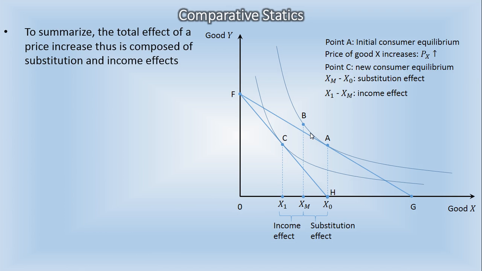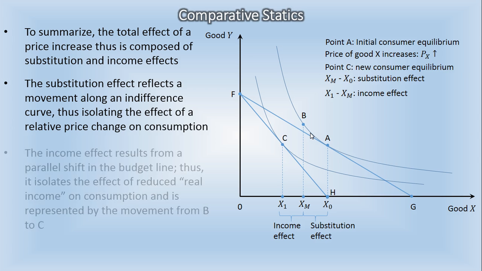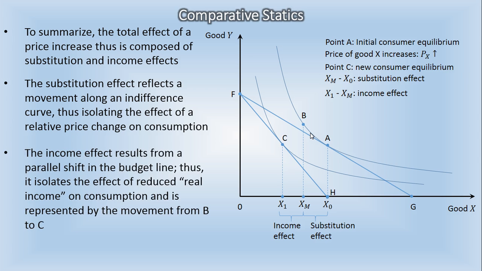So to summarize, the total effect of a price increase, thus, is composed of a substitution and income effect. The substitution effect reflects a movement along an indifference curve, thus isolating the effect of a relative price change on consumption. The income effect results from the parallel shift in the budget line. Thus, it isolates the effect of reduced real income on consumption and is represented by the movement from point B to point C.